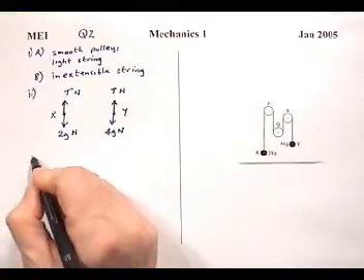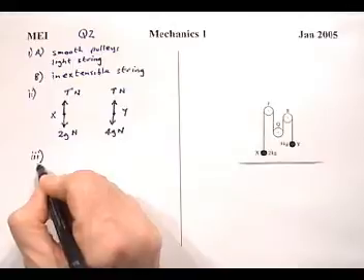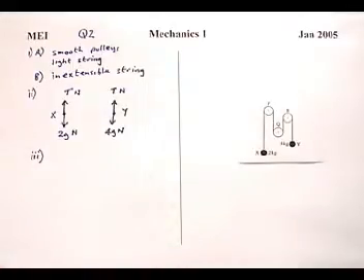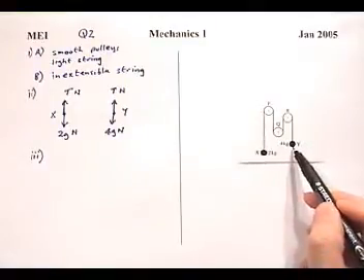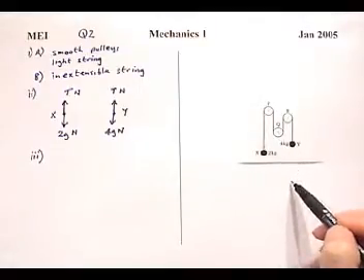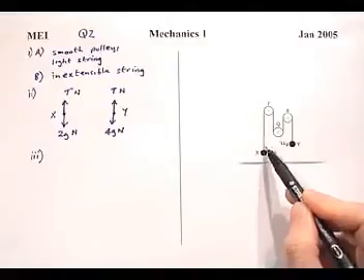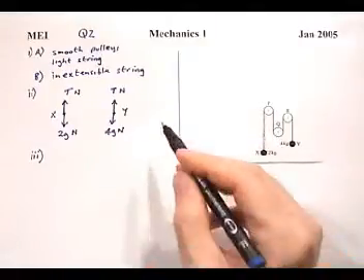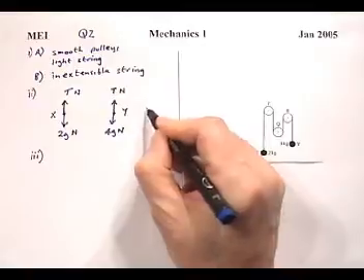Moving on now to part 3. Write down the equations of motion for the particles at x and y, hence calculate the values of T and the acceleration A. Now at this point we need to look at this diagram here. What would happen when this was released? Because this is a 4 kilogram mass and this is a 2 kilogram mass, the 4 kilogram mass would accelerate downwards, but the 2 kilogram mass would accelerate upwards. So it's useful to mark on the accelerations on these diagrams.